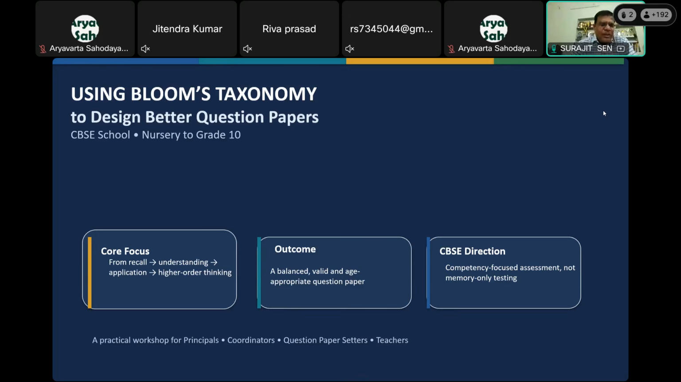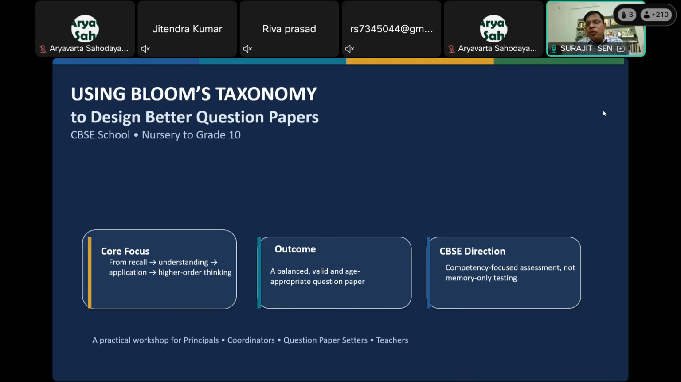So today, our core focus will be on how to make these question papers from recall to understanding to application to higher order thinking. The outcome will be a balanced, valid, and age-appropriate question paper. Very important, an age-appropriate question paper is something that we need to do. Sometimes, in making question papers, we make them much more difficult than the student can comprehend.